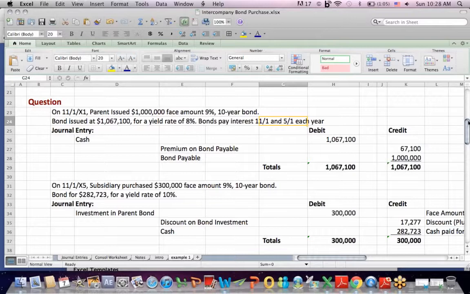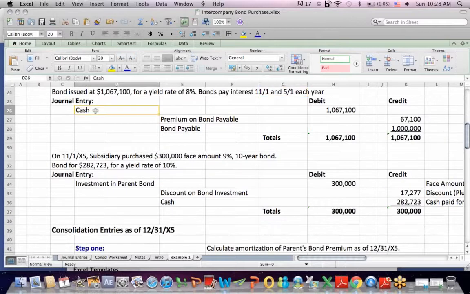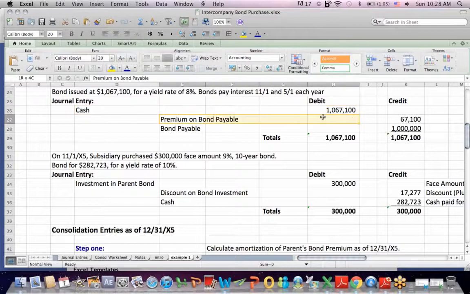So the issuer's journal entry is, we debit cash to get cash in the door for the premium paid. The liability to the issuer is the bond payable, the face amount they have to repay of $1 million. The difference between cash received and the liability, we call a premium on bond payable. And that's going to get amortized into income for the issuer. So we will gradually debit the premium account and credit income.